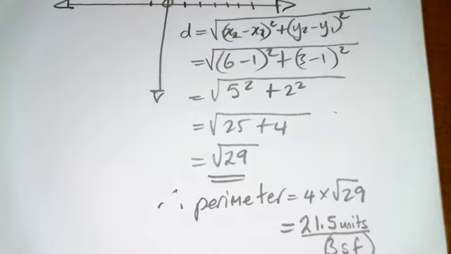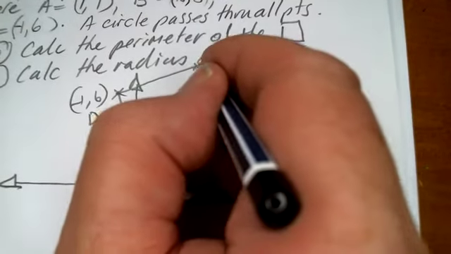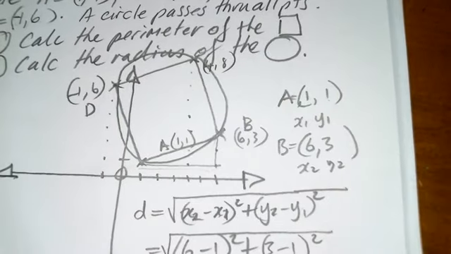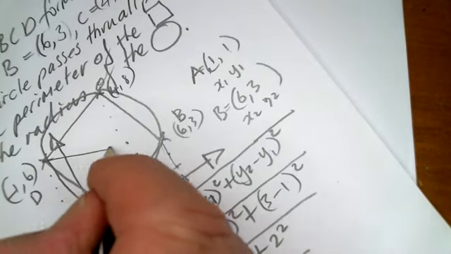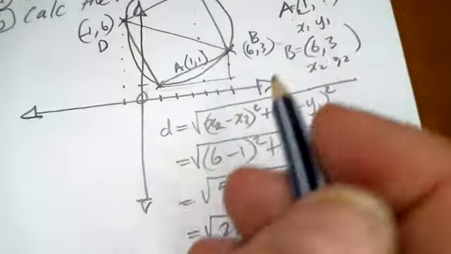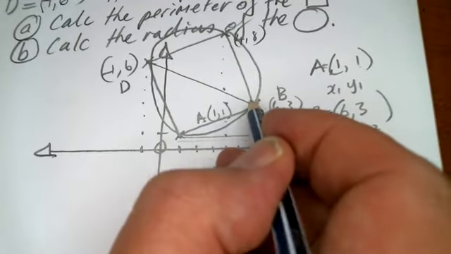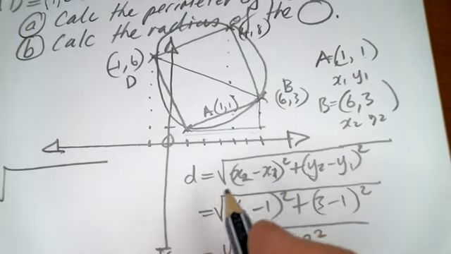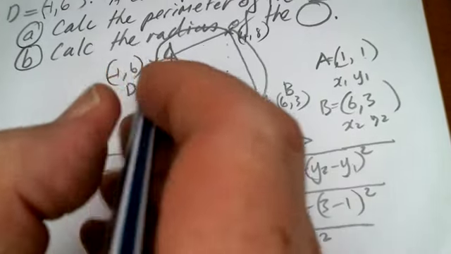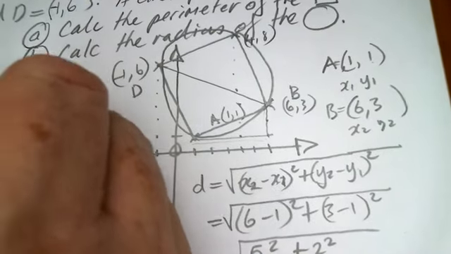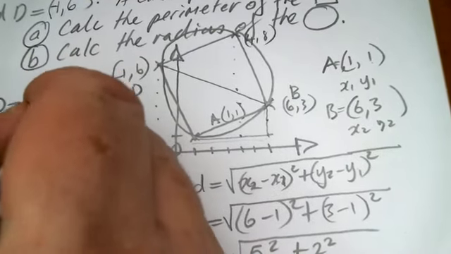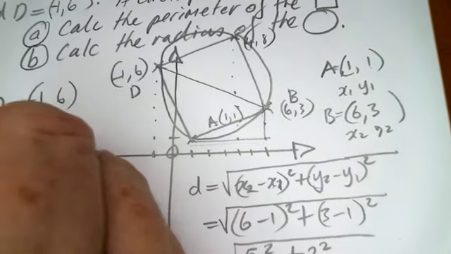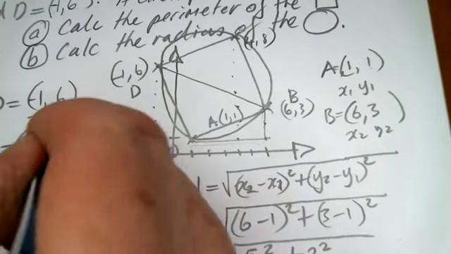Now we need to find the radius of the circle. So let's draw a circle. Here's the circle, nice and simple. That's a terrible circle. But we do know the diameter is going to be from one diagonal to the next. So the distance from here to here, I'll use D again. D is equal to negative 1 comma 6, which I'll call x1 and y1, and B, which is 6 comma 3, I'll call x2 and y2.